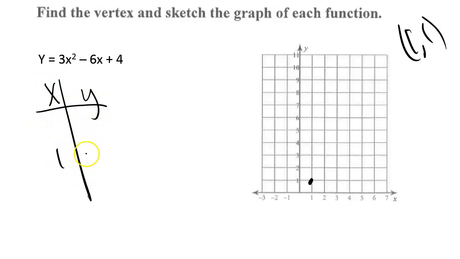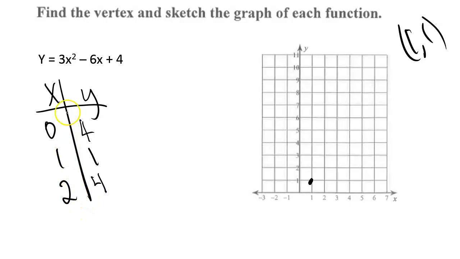So if you just put that vertex of 1, 1 right in the middle of the table, and then you just want to go the same distance to the left as you do to the right, so we'll just go 1 to the left and 1 to the right. And when we fill in those values into the function, that'll give you our coordinates for y. So here we have 3 times 0 squared minus 6 times 0 plus 4 gets us to 4. And then because we also went 1 distance away to the right, we should also get a 4 down here.